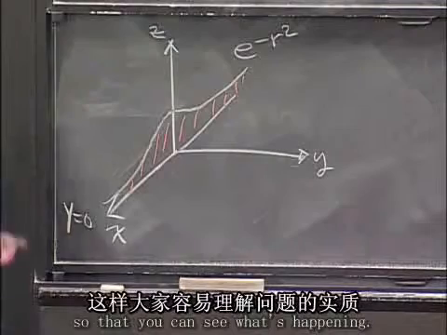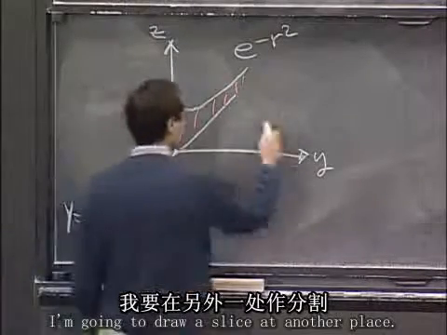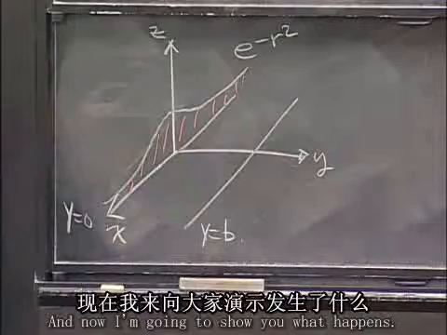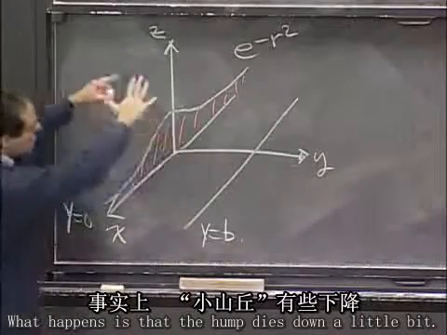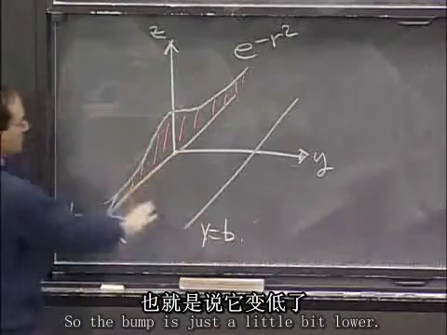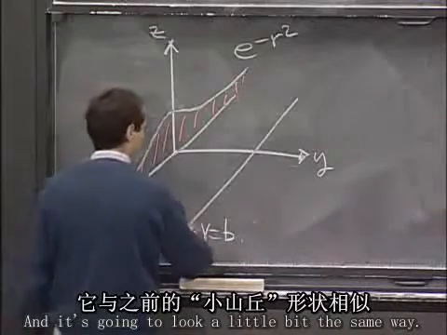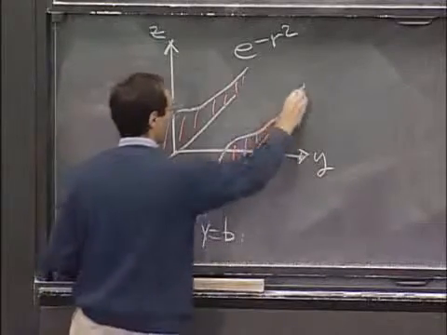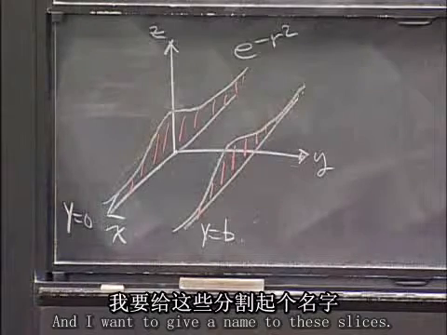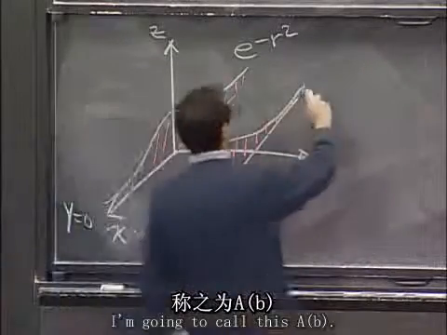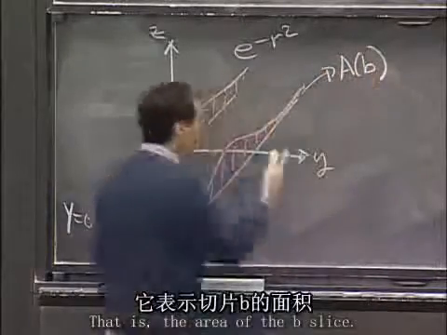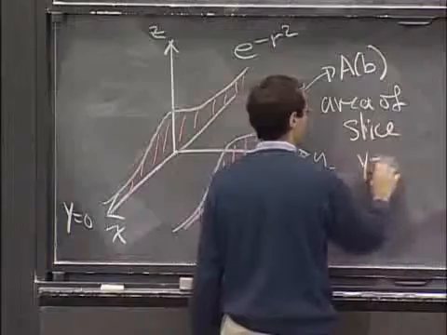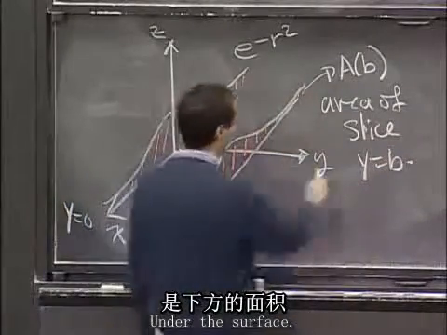Now I'm going to draw one more slice so that you can see what's happening. I'm going to draw a slice at another place along here. This will be y equals b, some other level. And now I'm going to show you what happens. What happens is that the hump dies down a little bit, so the bump is just a little bit lower. And it's going to look a little bit the same way, but it's just going to be a bit smaller. So there's another slice here, like that. Now I want to give a name to these slices. I'm going to call this A of B. That is the area of the B slice under the curve, under the surface.